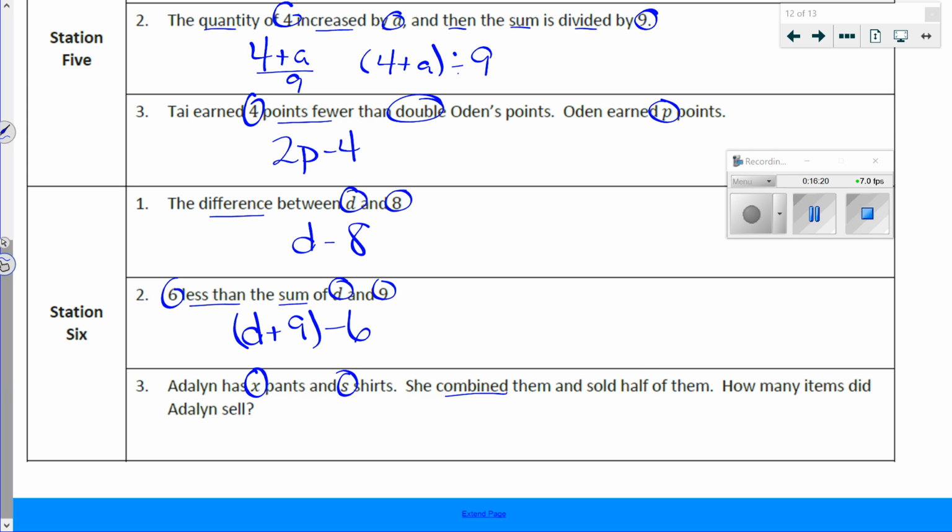She combined them, meaning add, sold half, meaning I'm dividing it by 2. How many items did she sell? So I take my X, I add the S, and then I divide it by 2. Again, if you want the division symbol, you must have the parentheses in there as well.